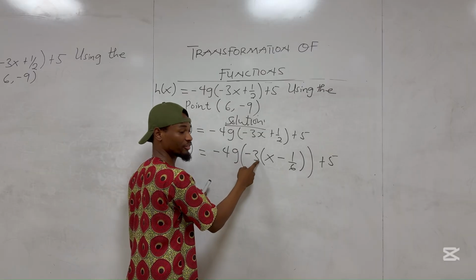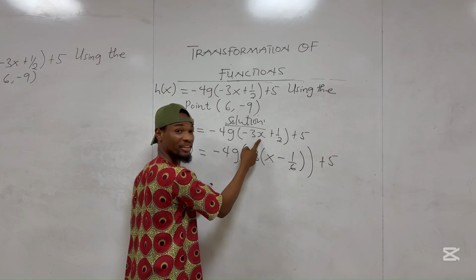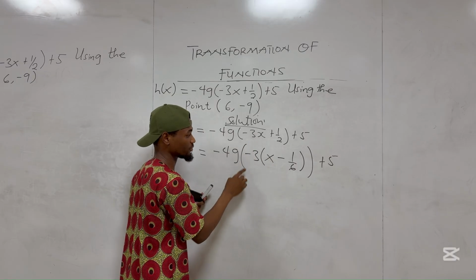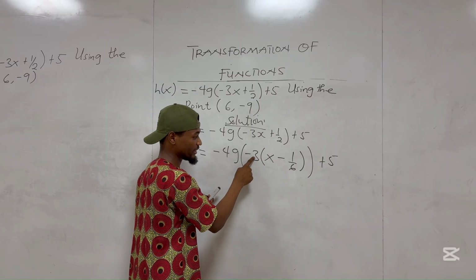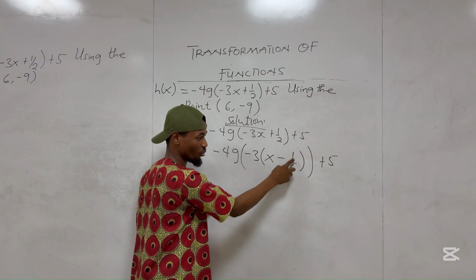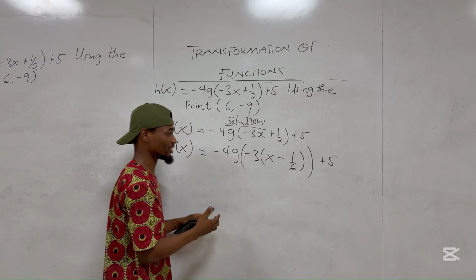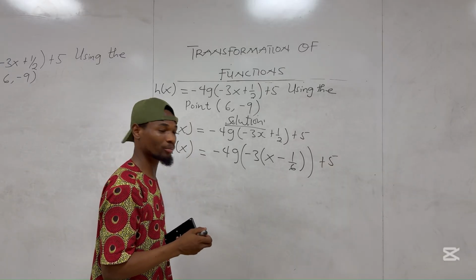I factored negative 3 out. So negative 3 by x gives negative 3x. So this is correct. Negative by negative gives positive. That's correct. Then 3 divides 6 two times, so I have 1 on 2. That is correct. So having done this, let us now apply the principle.